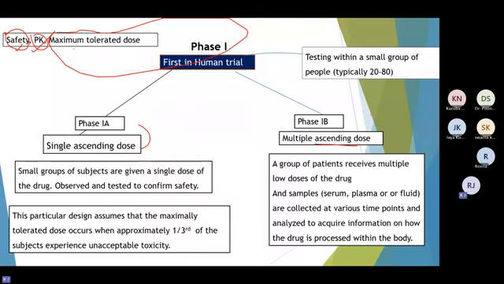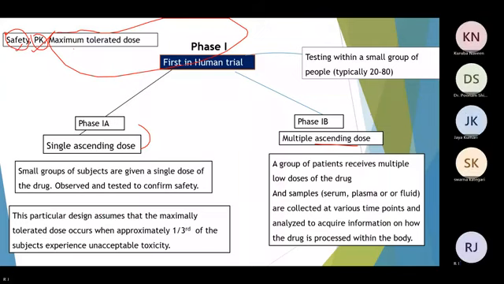so how do we determine the maximum tolerated dose? For example, they have taken 30 people, and they have given the drug, and after 7 days they check how many people have abnormal liver parameters, LFT, AST, ALT. Okay, based on that they will determine, okay, now 10 people are suffering from abnormal liver parameters, which means this should be our maximum tolerated dose. Okay, in phase 1B, a group of patients receive multiple low doses of the drug.